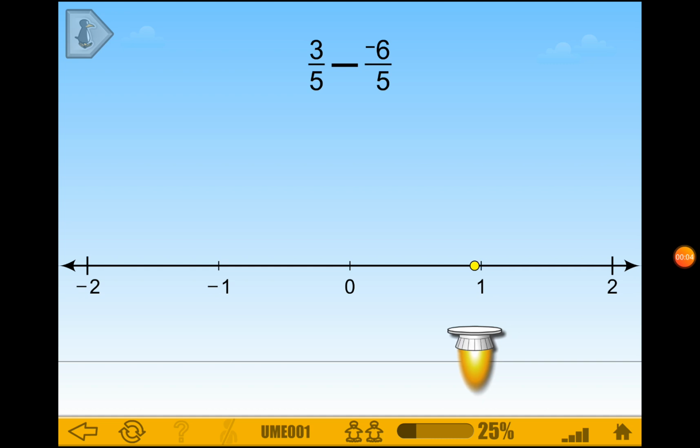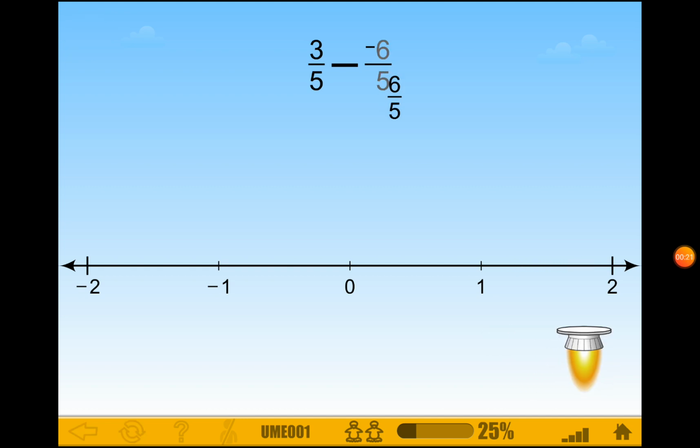So negative times negative is positive. So then instead of -6/5, that would be +6/5. So 6 plus 3 is 9, and the denominator stays the same. So that would be 9/5. So 5/5 is right here. Then 6, 7, 8, 9. Probably around there.